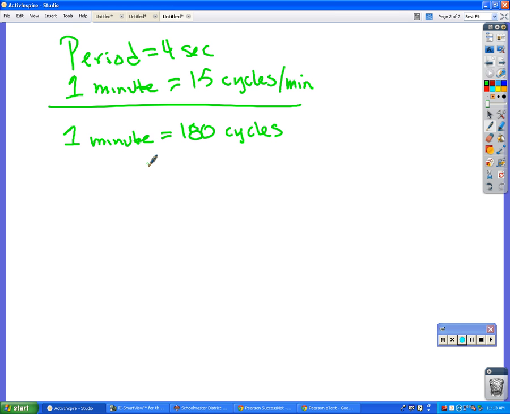So your impulse is correct to divide these, but you have to divide it the other way. So you have to go the 60 seconds divided by the 180 cycles. Okay? And that will tell you that your period would be 1/3 of a second. Or 0.3 repeating. As long as you say repeating, we're good. Then we can be friends again.